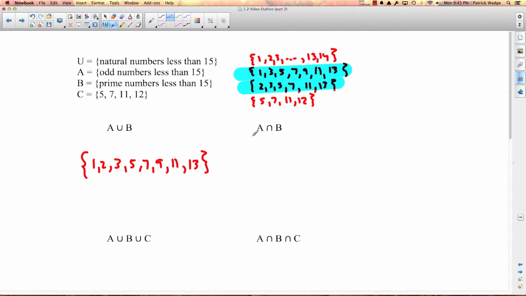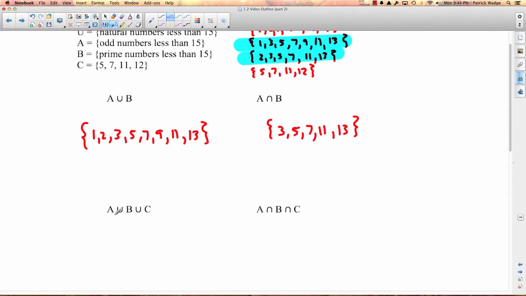Okay, for the intersection of A and B, we're looking at these same two sets, but now for the intersection, we're looking for the set of elements that are members of both sets. They have to be in both. So I see a 1, but only in set A. I see a 2, but only in set B. I see a 3 in both, so that's part of the intersection. What else shows up in both? 5 shows up in both, 7 shows up in both, 11 shows up in both, and 13 shows up in both. So this is the intersection of A and B.